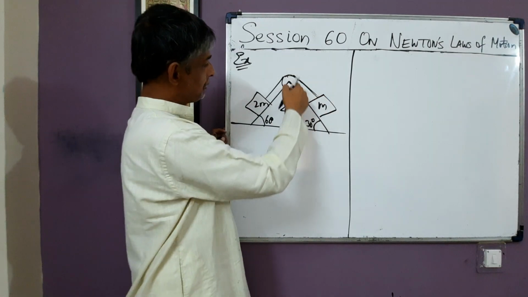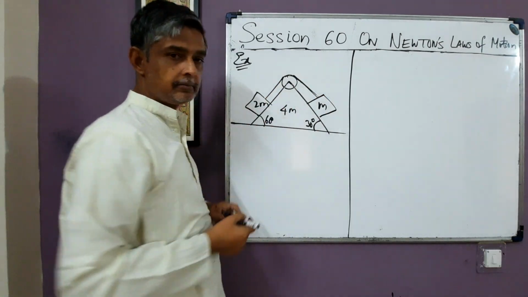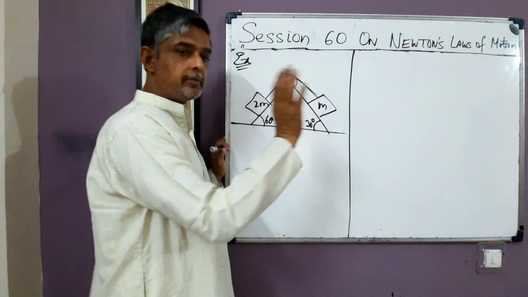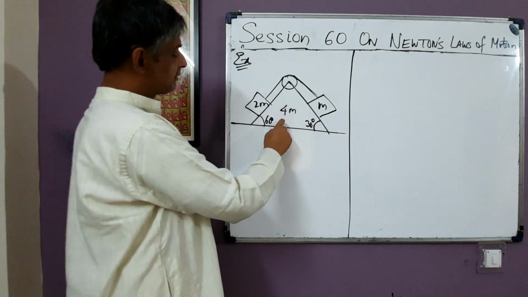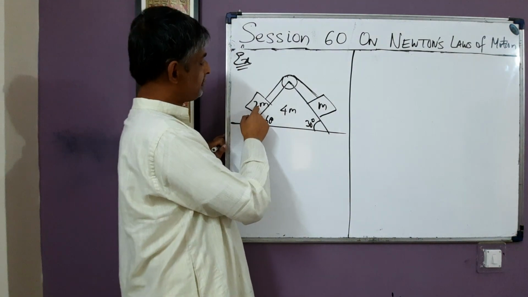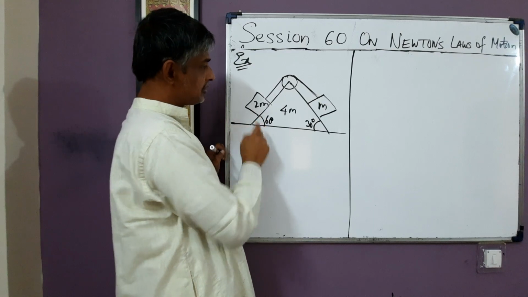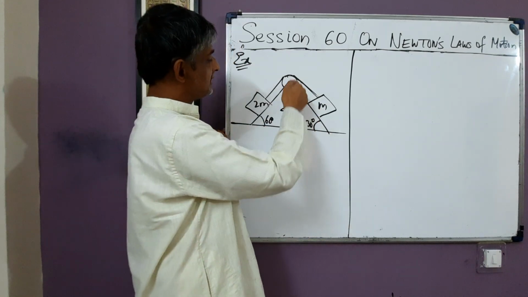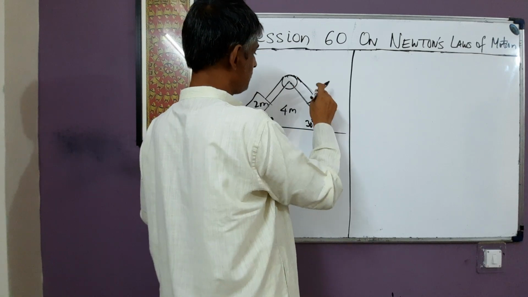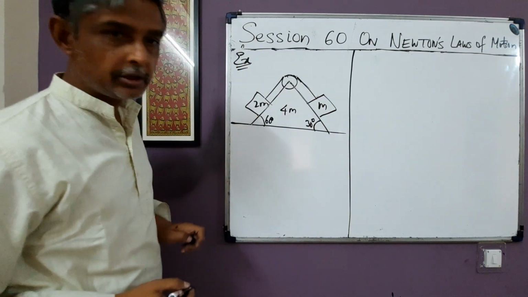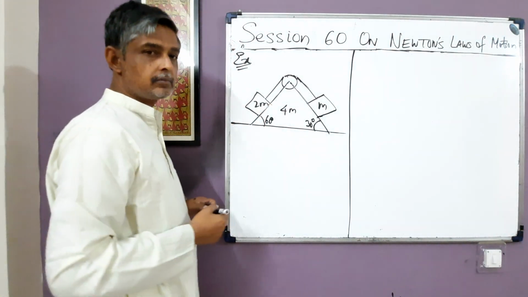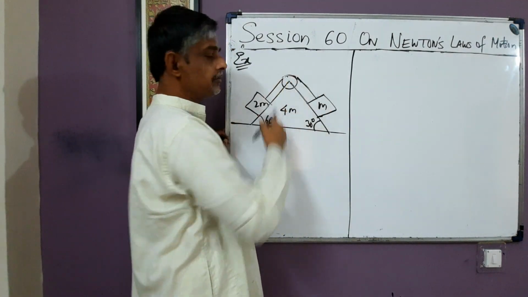This string is parallel to this incline and this string is parallel to this incline. The string is massless and inextensible. There is no friction anywhere. This wedge of mass 4m is free to move on this smooth horizontal surface. This block of mass 2m can slide over the inclined face of this wedge. And this block of mass m can slide on the inclined face of this wedge. This is therefore the required given situation. The system is released from rest. We have to find the tension in this string.